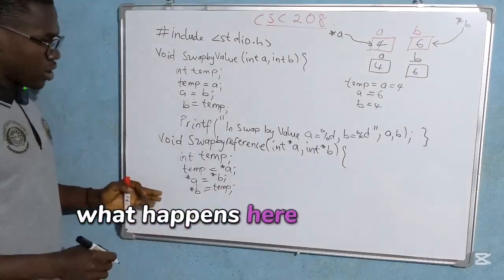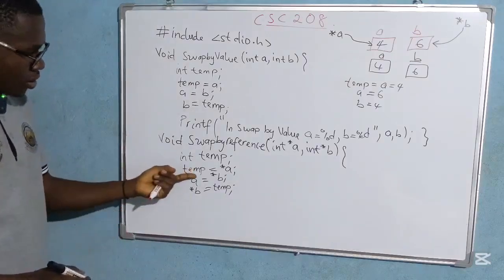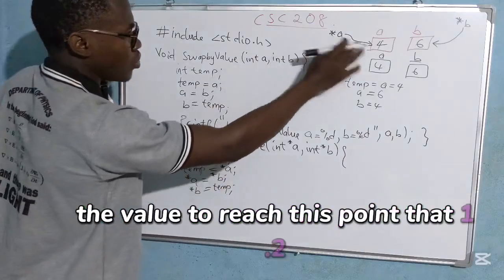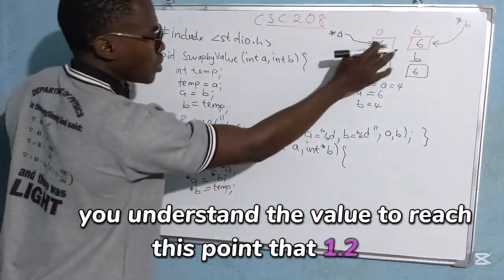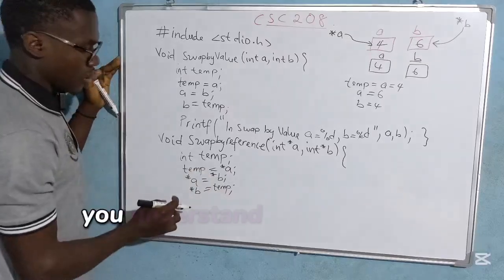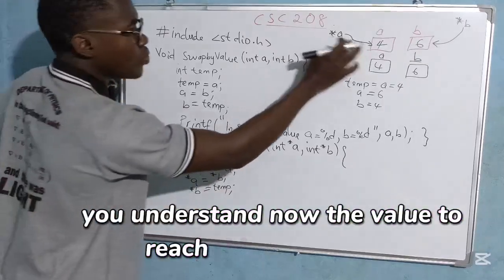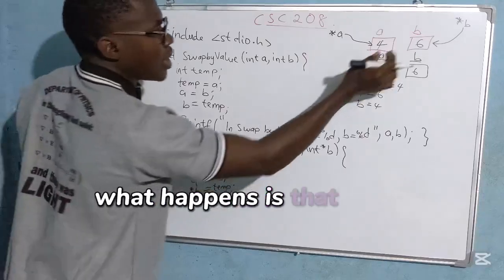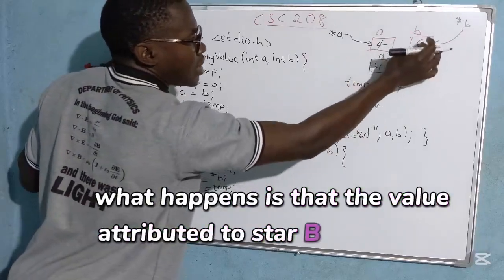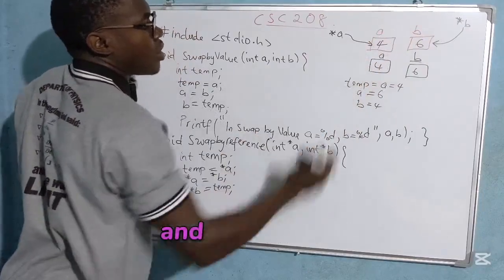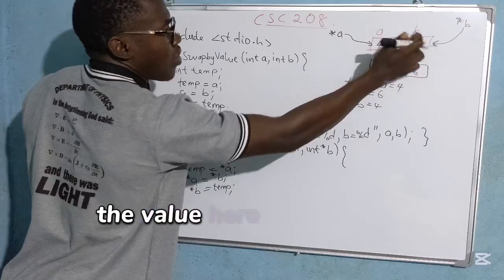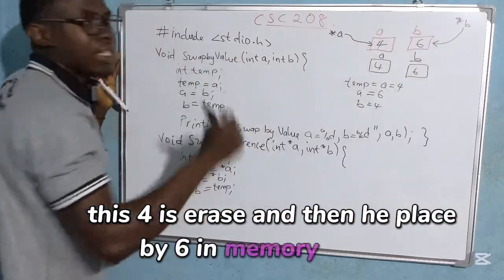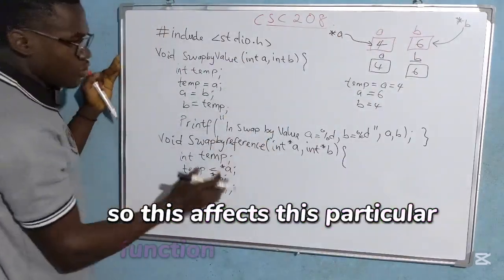What happens here is temporal. Now, the value to which this pointer A points to is 4. So our temporal here becomes 4. Now, the value to which this points to is 4 now. But when we say star A equals to star B, what happens is that the value attributed to star B, which is 6, now comes here and this 4 is erased and then replaced by 6 in memory directly. So this particular function affects the main.